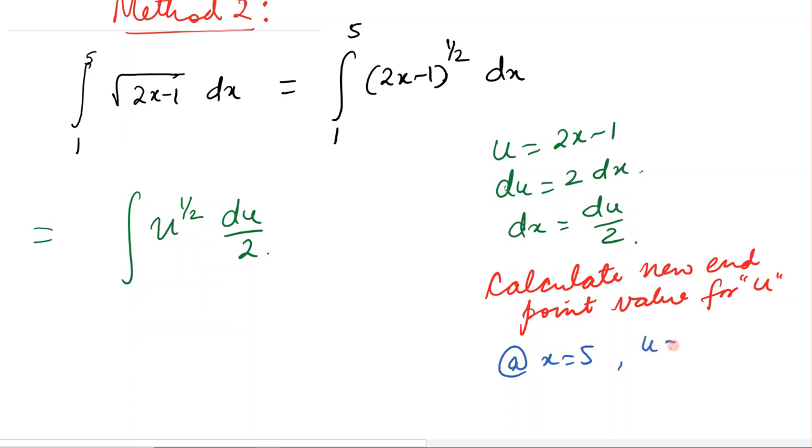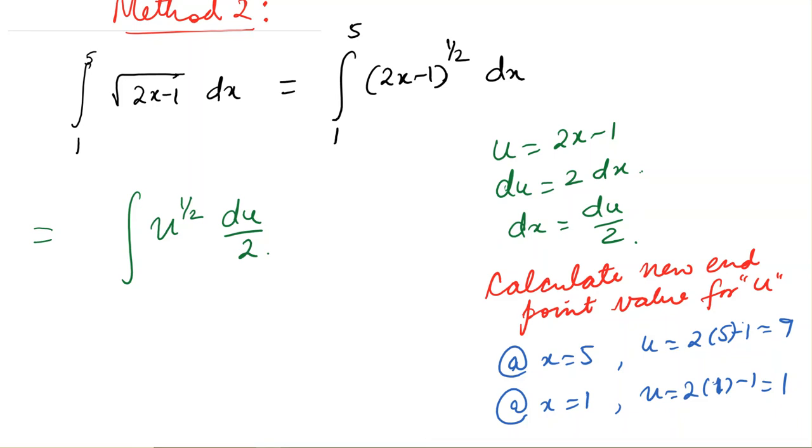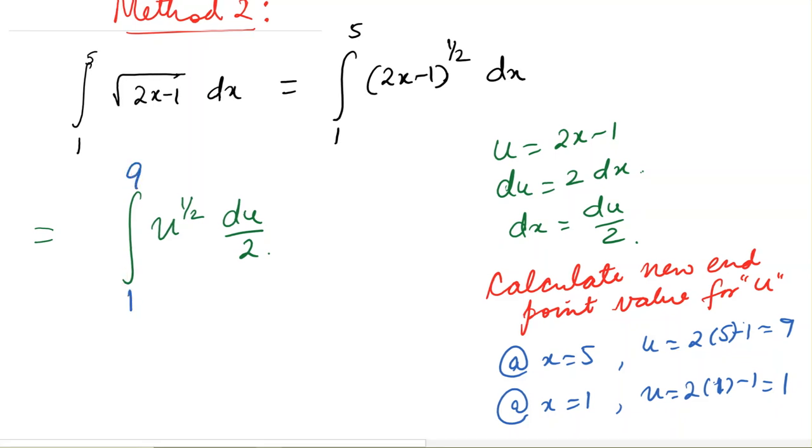So u would be 2 times 5 minus 1, which is 9. Similarly, when x equals 1, u is equal to 2 times 1 minus 1, because we have 1, right? So 2 minus 1, which is 1. So these are the new values for u. So we write the endpoint values, so u from 1 to 9.